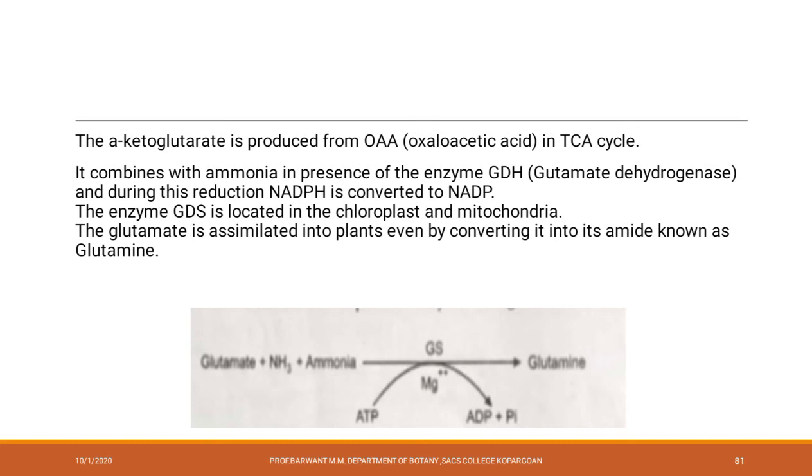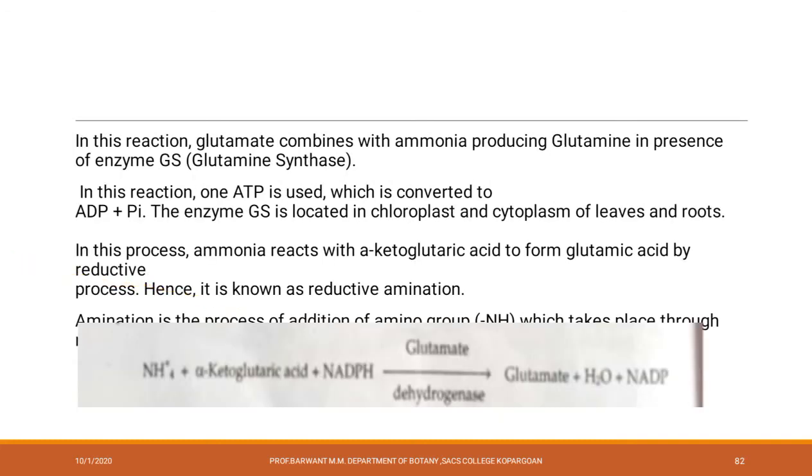The glutamate assimilated into the plant is also converted into an amide, known as glutamine. In this reaction, glutamate is combined with ammonia, producing glutamine in the presence of the enzyme glutamine synthetase. In this reaction, 1 ATP is used, which is converted into ADP plus Pi. The enzyme GS is located in the chloroplast and the cytoplasm of the leaves and the root.